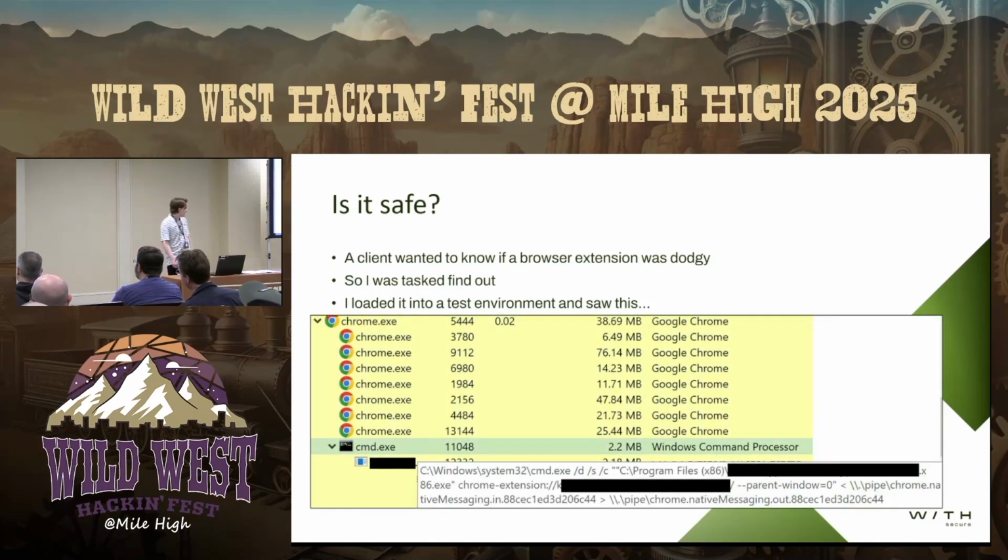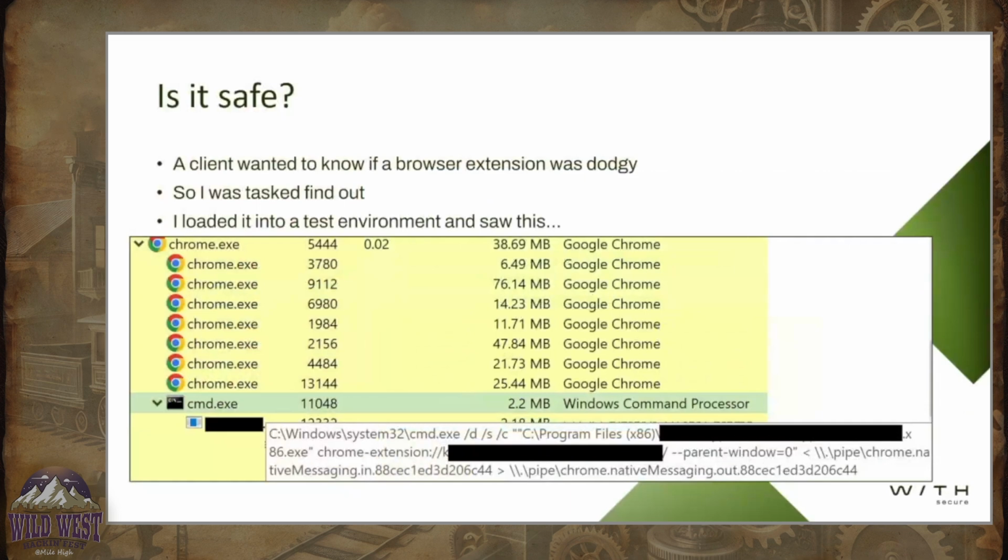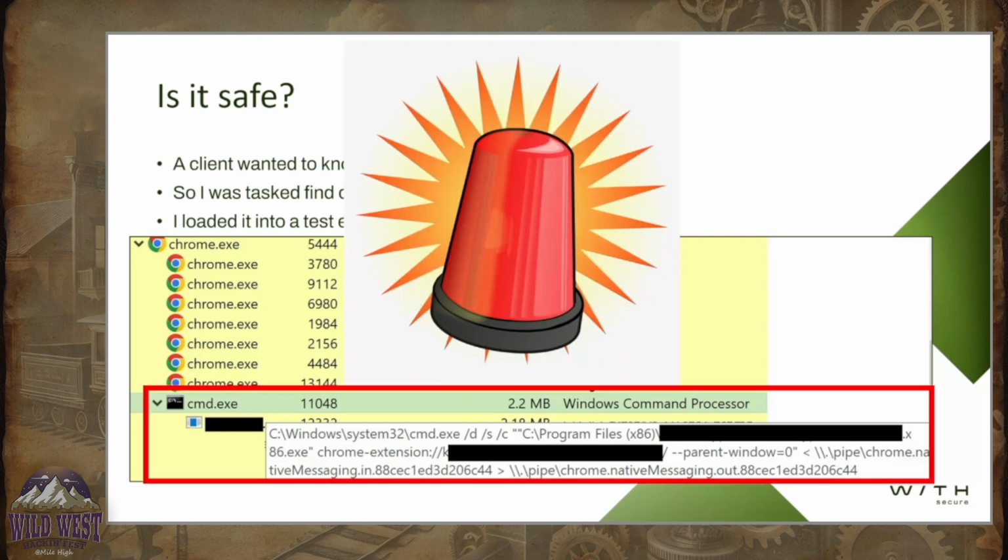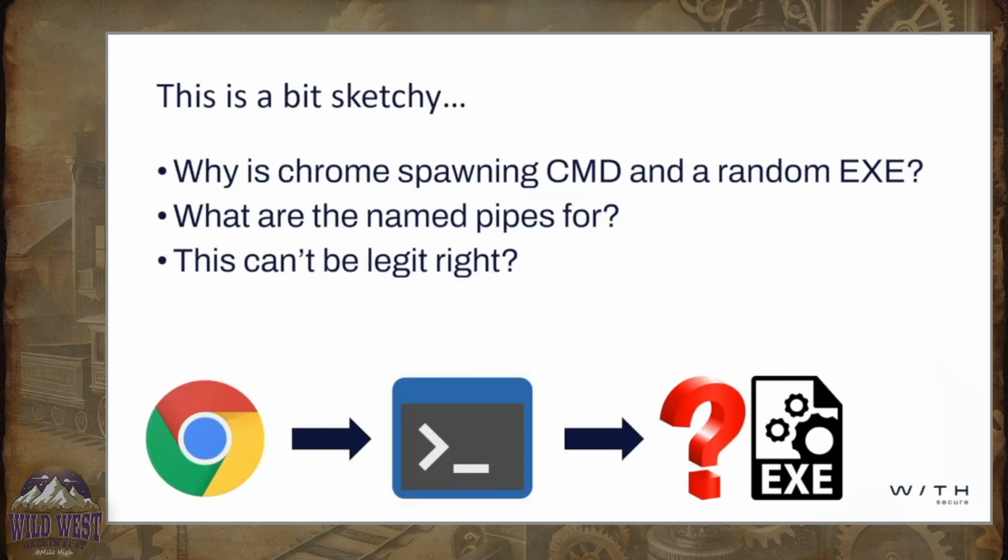Now, the top bit is kind of normal, right? Chrome spawns its Chrome sub-processes as you'd expect. But then we can see there's cmd with some weird-looking command line with named pipes and all sorts going on in there, and then it spawns some rando executable that I'd never seen before, which immediately raised alarm bells in my head. I was like, what's going on here? This is not right. Why is Chrome spawning the cmd and then the random.exe with all those arguments? What are the named pipes doing? What's that about? And it just made me think, this can't be legitimate. This has to be dodgy.